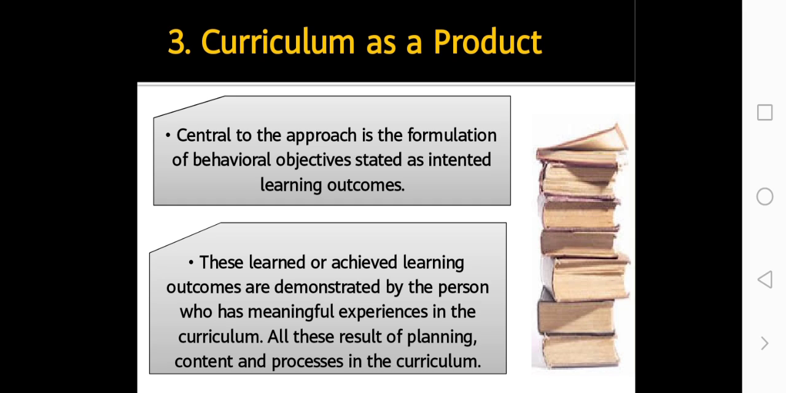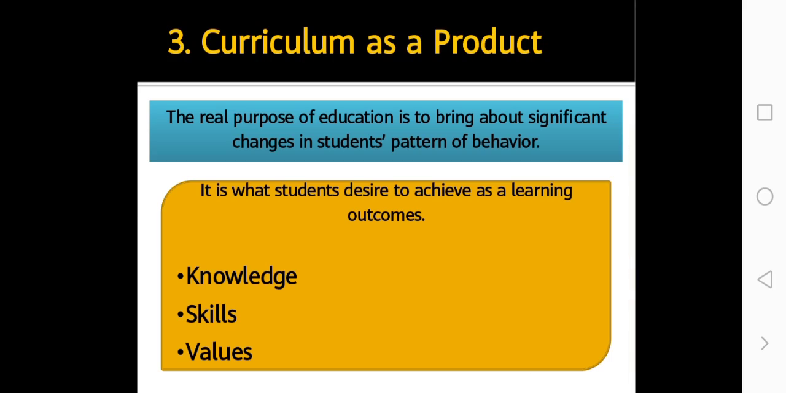Products of learning are operationalized as knowledge, skills, and values. Curriculum product is expressed in the form of outcomes which are referred to as the achieved learning outcomes. There may be several desired learning outcomes, but if the process is not successful, then the learning outcomes will not be achieved. These achieved learning outcomes are demonstrated by the person who has meaningful experiences in the curriculum. All of these are a result of planning, content, and processes.